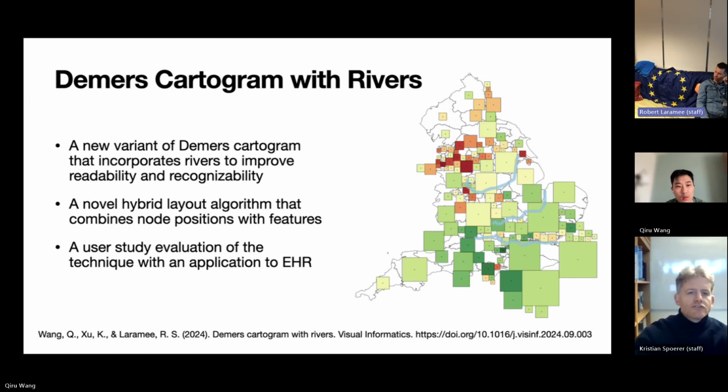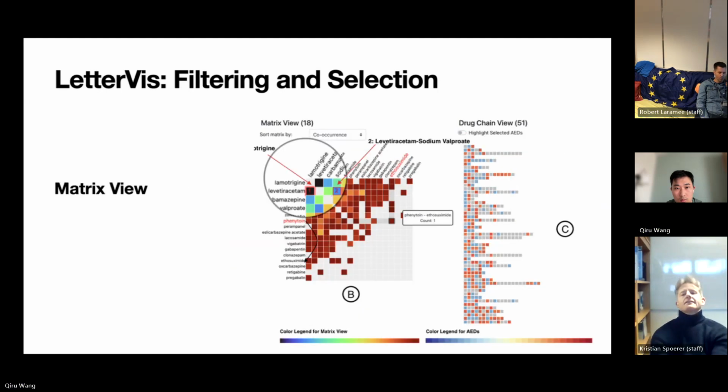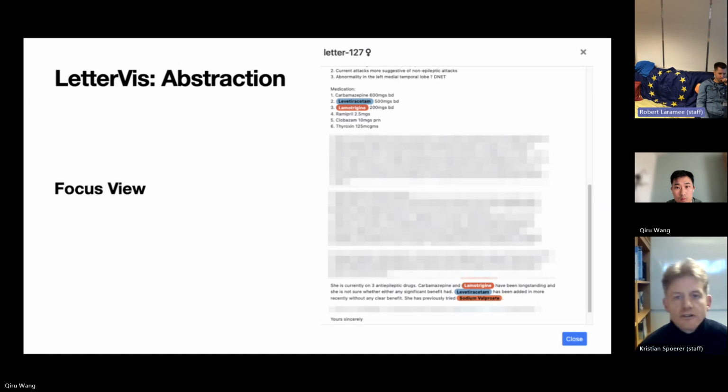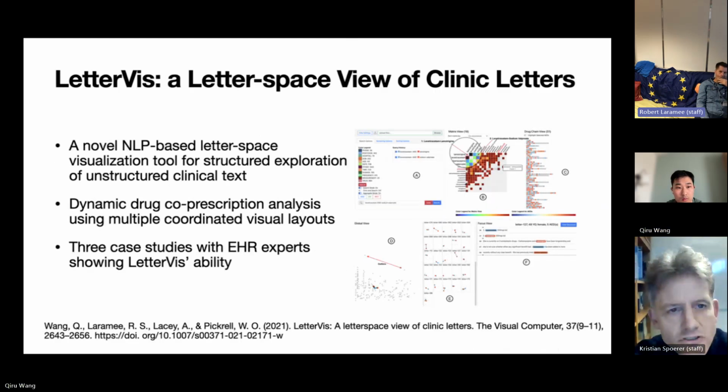Okay, maybe I should have asked this separately about the two chapters. So I'm just going to focus on the LetterVis chapter, and I don't really know anything about this field at all, so apologies for my not very clear questions. But I just did a Google search for visualizing unstructured medical letters, and there's quite a lot of papers here.